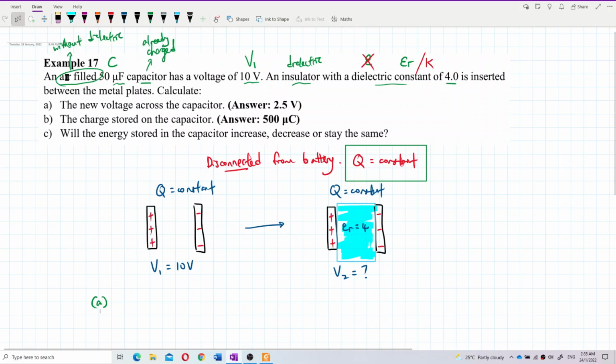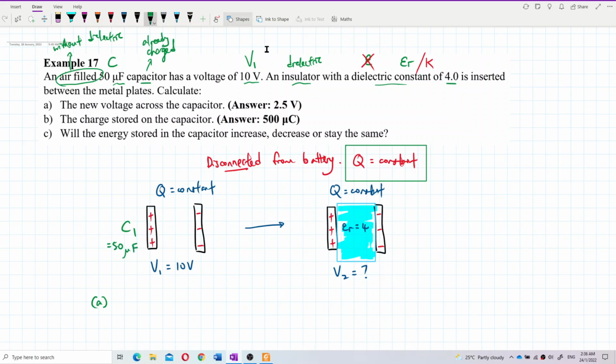We already have the capacitance here, and we already have the initial voltage. The capacitance is not the same. What I can say is the capacitance is not the same. Let me put it over here also. This one has capacitance C1, which is 50 microfarad.